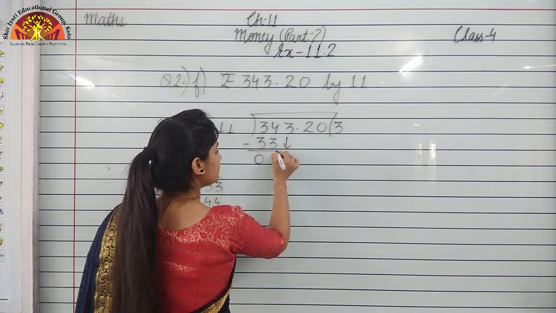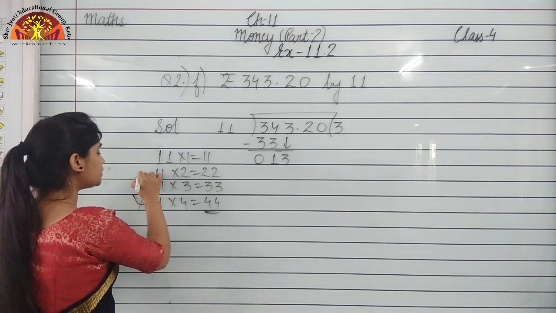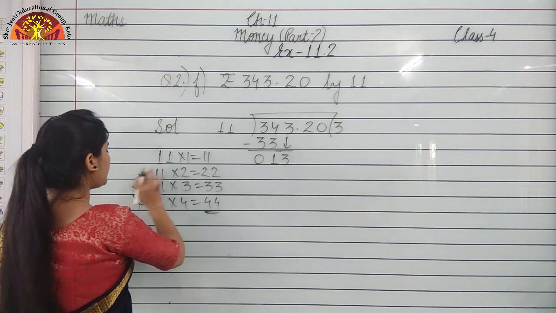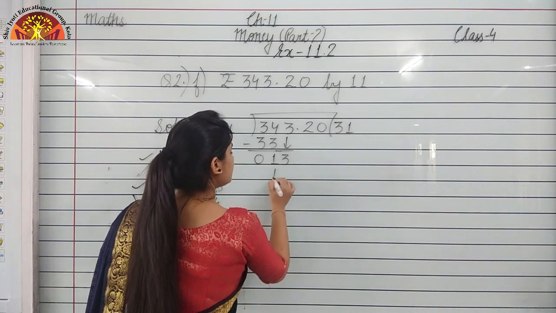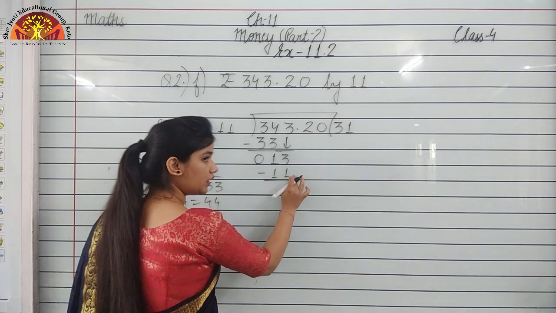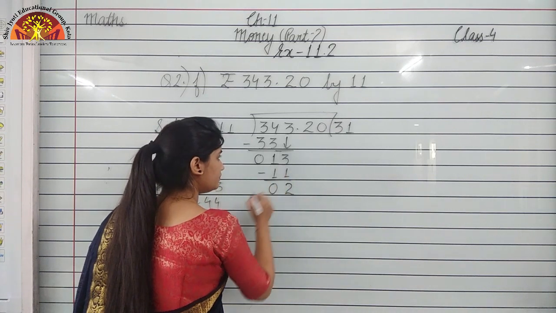Now we have to take 3 here and it will be 13. So students, if we take 2 times, then we will get 22, which is greater than 13. So we have to take 1 time. 11 ones are 11. Now again we have to subtract 1 from 3 and we will get 2. 1 minus 1 will be 0.